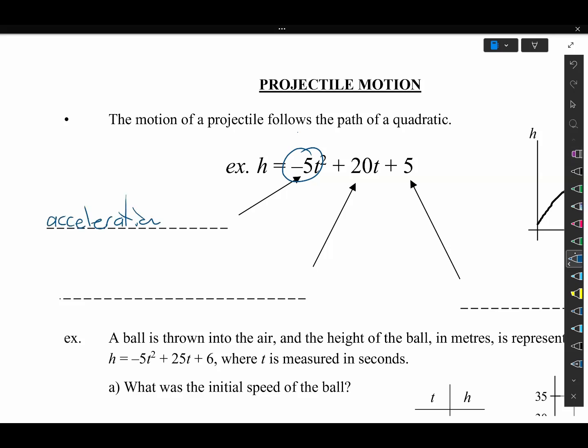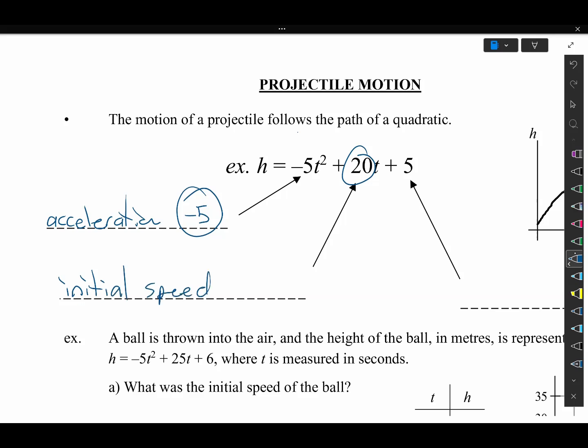Now, everything in projectile motion, that is anything in free fall on this planet, accelerates at the same rate. Really, this negative 5 is certainly an approximation. It'll be the approximation that we work with. This is almost always what we're working with in this class, negative 5. All right? Next, what we're seeing here is the initial speed.